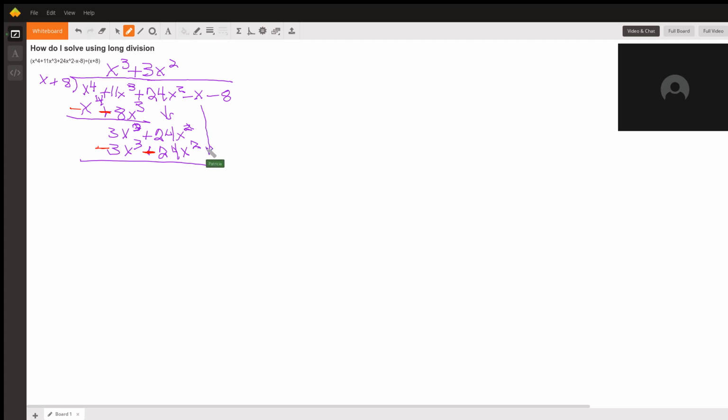Bring down the negative x, and since there's two terms out front and we now only have one term down here, you need to bring down the negative 8 also. What do you multiply x by to get a negative x? That's negative 1.